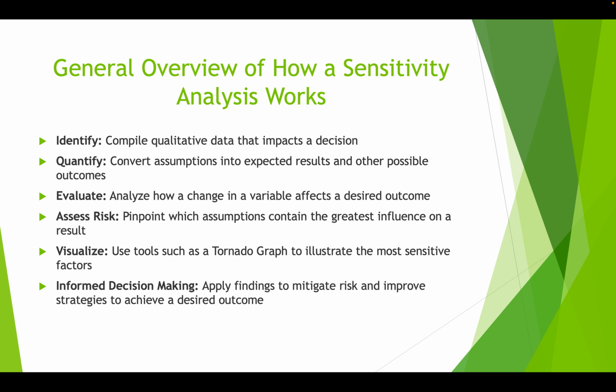Now we will discuss a general overview of how a sensitivity analysis works. By understanding how it works, it will allow one to make smarter financial decisions. First, the process starts with identifying and compiling qualitative data that influences a particular decision. Next, the assumptions are quantified and converted into expected results and possible alternative outcomes. Then we will evaluate how a desired outcome is impacted by changes in key variables. The next step is to assess risk by seeing which assumptions have the biggest influence on results.